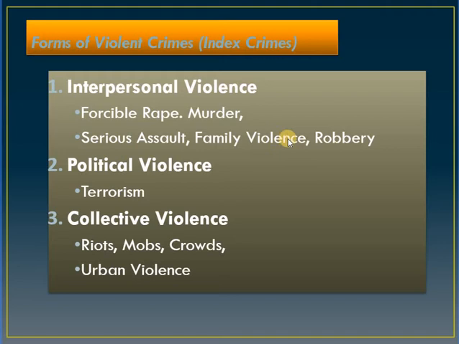serious assault, family violence, robbery. That is interpersonal violence. We also have what we call political violence as a form of violent crimes, which is terrorism. In terrorism, they victimize many people, but not specific ones. When they bomb a building, even those who were not their target get hit because of the bomb. That is the form of their terrorism. Also, there is collective violence, which includes riots, mobs, crowds, or urban violence. Those are the different forms of violent crimes or index crimes.